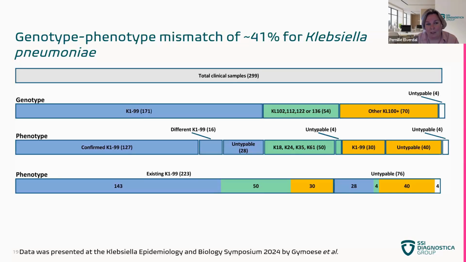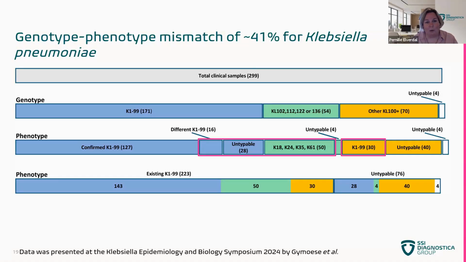Only 4 of them were actually untypable and looked at as new serotypes. If they looked at the other genotypic serotypes, they also found out 30 of them were actually known K types, and 40 of them were only new types. So this led to 80%, or 41%, of these Klebsiella serotypes actually being mistyped by the genotypic method.